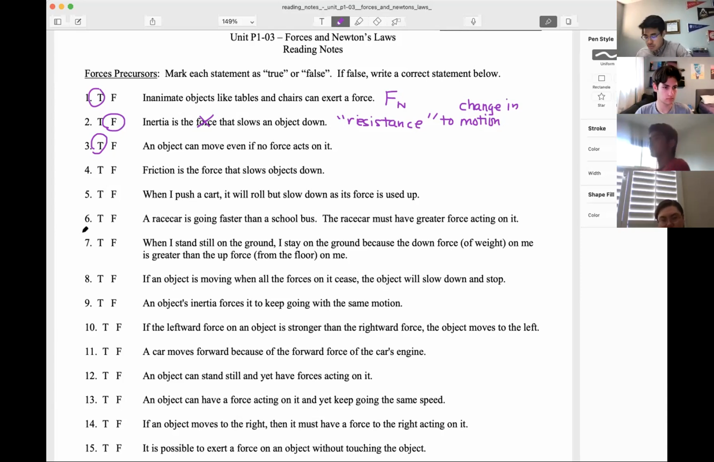4, friction is the force that slows objects down. True. It doesn't just slow objects down, unfortunately. What is the definition of friction? Friction is the force that opposes the motion. So it is quite possible that friction speeds you up, and we'll get to an example later. Friction actually can speed you up.